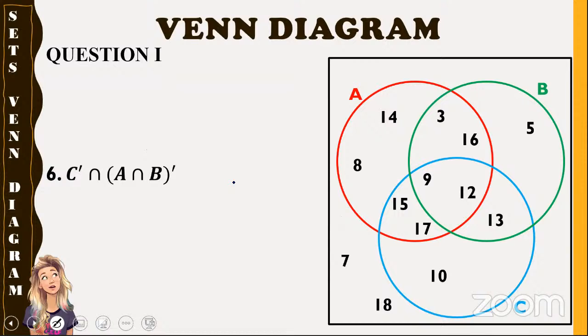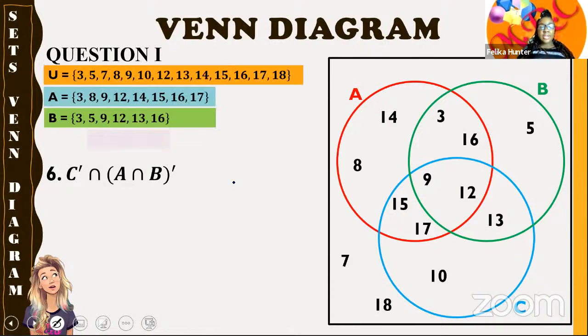All right. So this is the last one that we'll be doing, right? So this is C complement intersect, open bracket, A intersect B complement. All right. So who's going to help me with this one? I want you to work on the complement aspect. So let's do the complement.